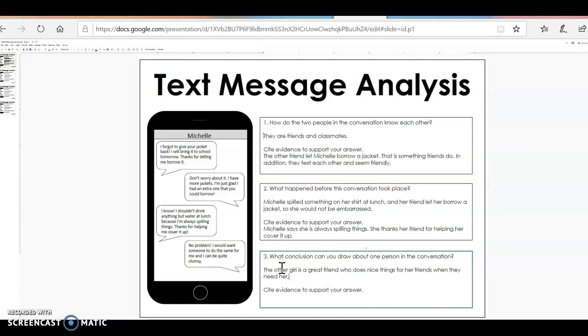Okay. Now, what is my evidence? She lends Michelle the jacket and she makes it out like it is no big deal. Okay. So there you go. All right, that's kind of what you do for your analysis. All right, that's about all you need.